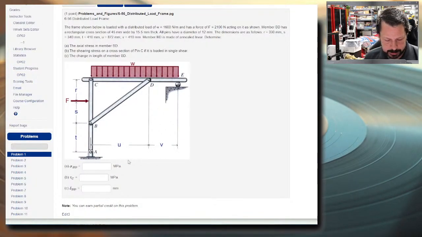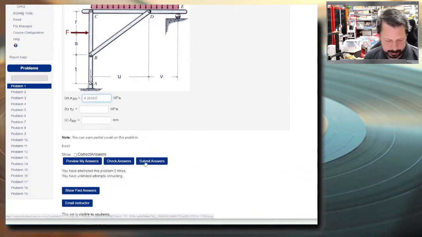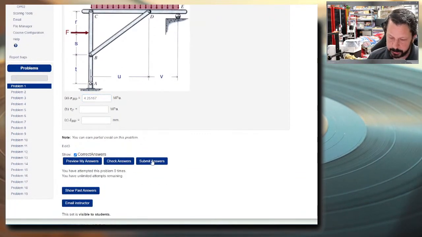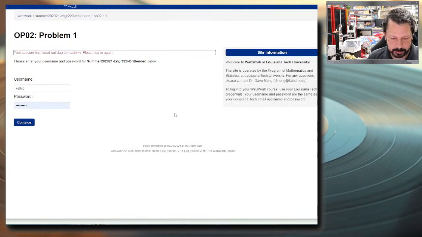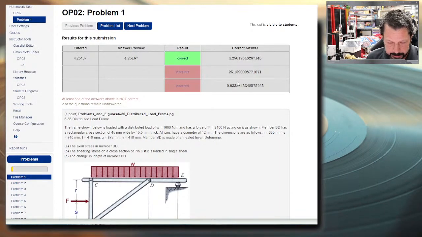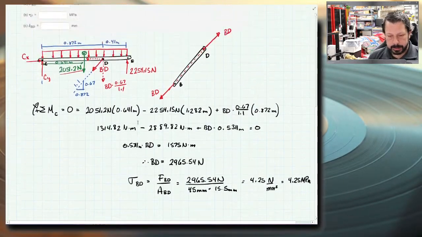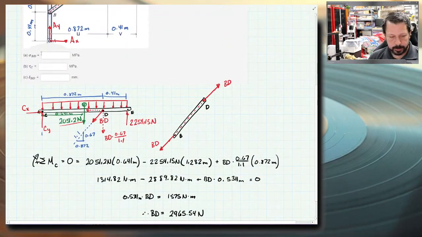Let's see what WebWorks says. I'm going to write it in. Actually, the units here are megapascals, so let's try 4.25167 and see if we can get a green box. First, we got to log in. We did get a green box. All right, good. And we were off by 10,000 or so of a megapascal. And we still got it right. All right, so that gives us the part A.